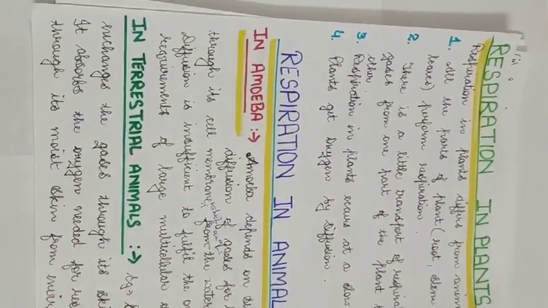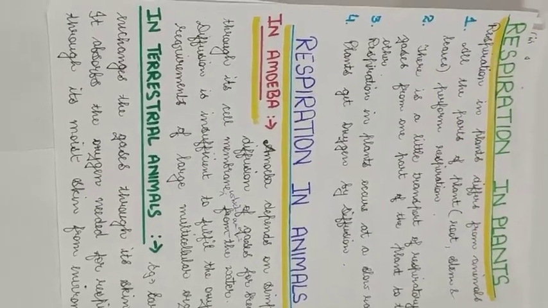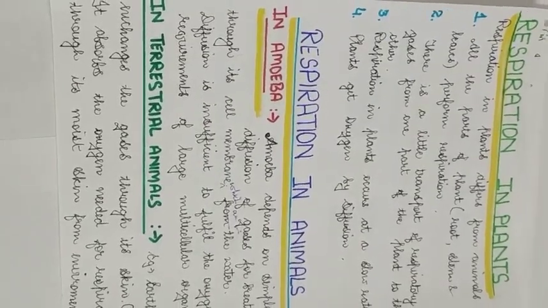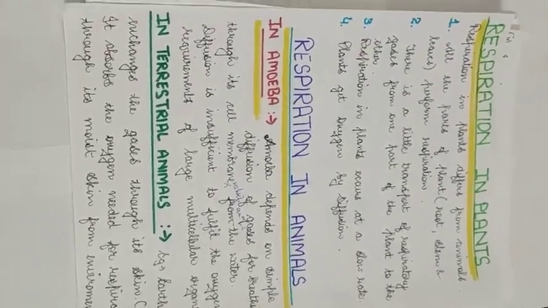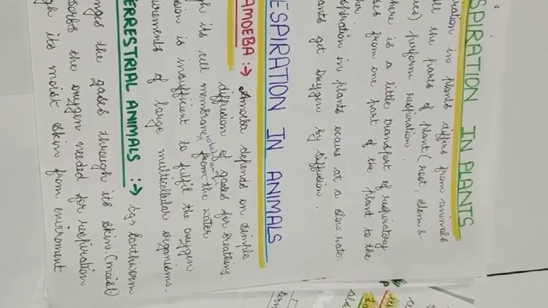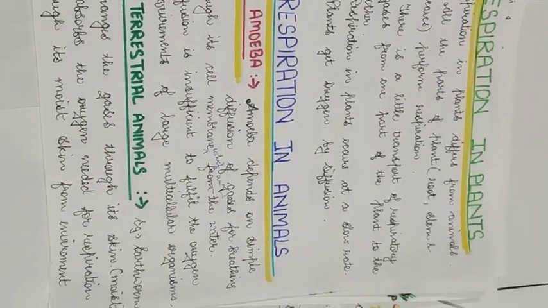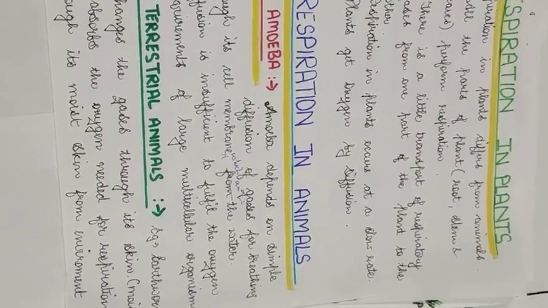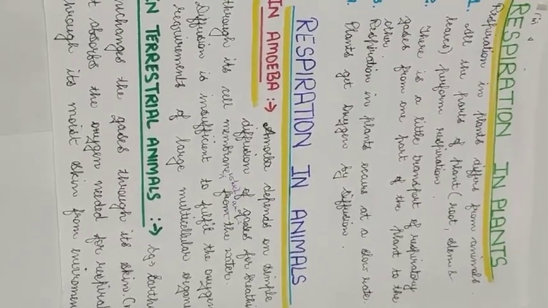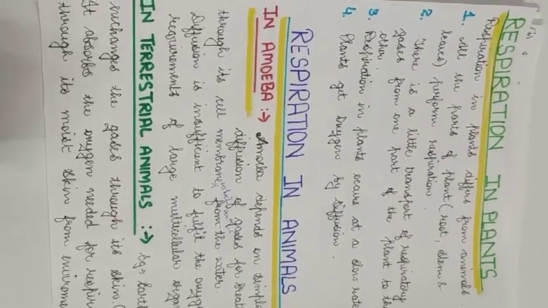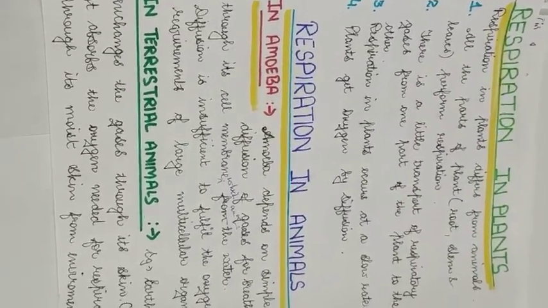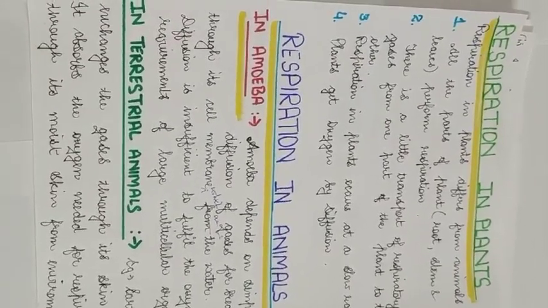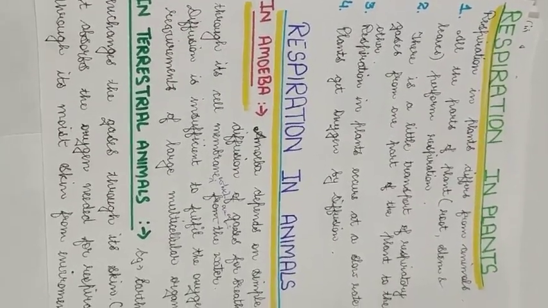Okay, so in terrestrial animals, those animals which live on land but are also not very well developed, such as earthworm, earthworm also exchanges the gases by its moist skin. So they have a very moist skin which is capable of absorbing the oxygen from the atmosphere, and they have very good blood vessels just below the skin. So the oxygen which is absorbed by the moist skin enters directly into the blood vessels.